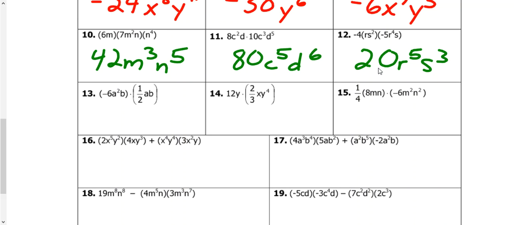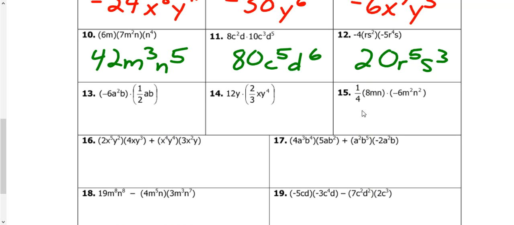Over here, same thing. We just distribute the negative 4 to the rs squared. That essentially gives us negative 4 rs squared. Negative 4 times negative 5 is the 20. r to the first, r to the fourth gives us r to the fifth. s squared times s gives us s to the third.